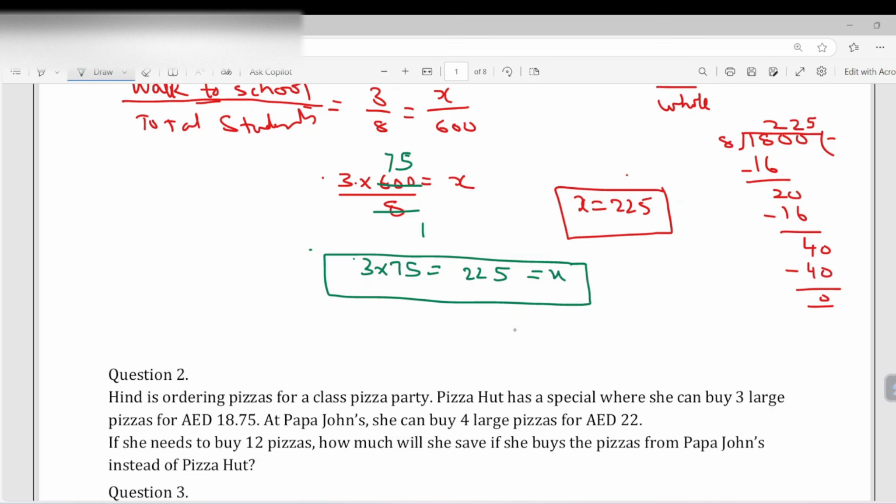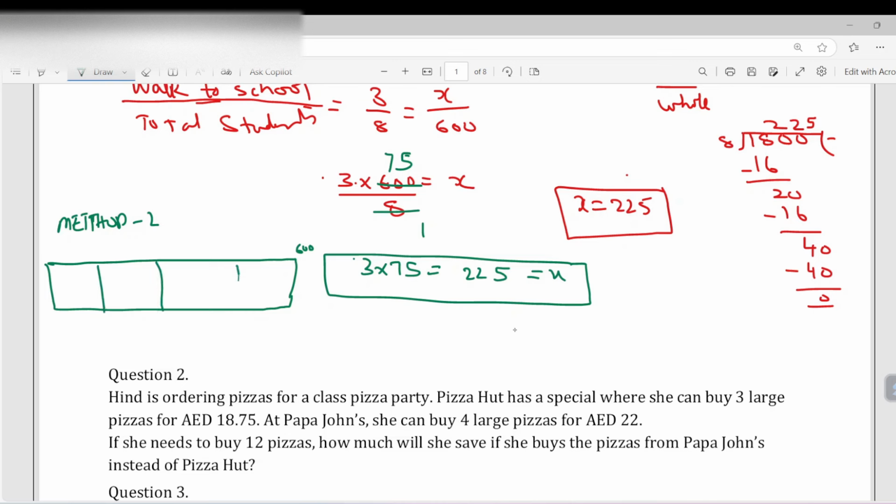One more method. This is method number 1. Method 2, they are going by the bar diagram method. How many students are there? This is 600 students. How many partitions? 8 partitions. You see, if you divide 600 into 8 partitions, each is 75, 75, 75, 75, 75, 75.